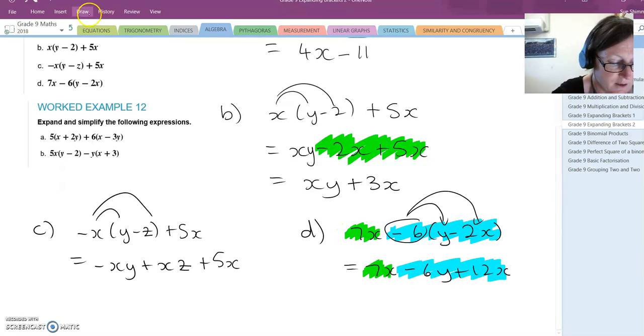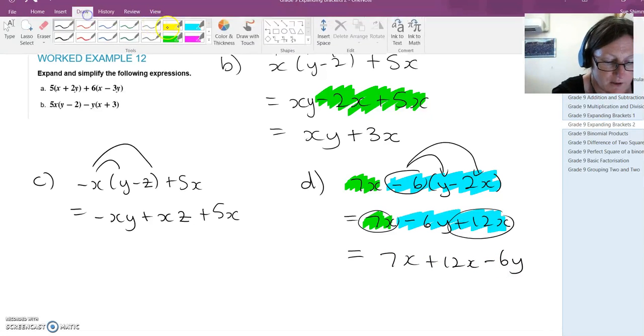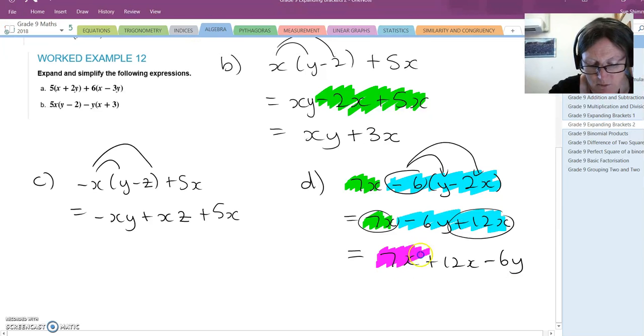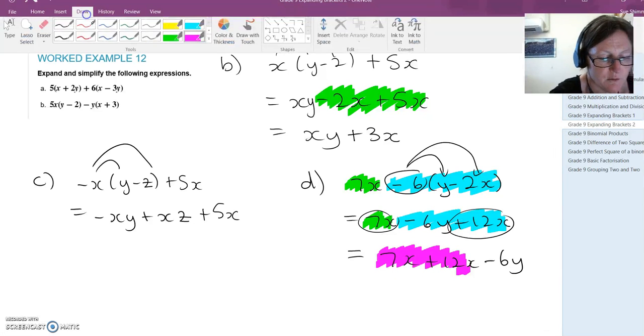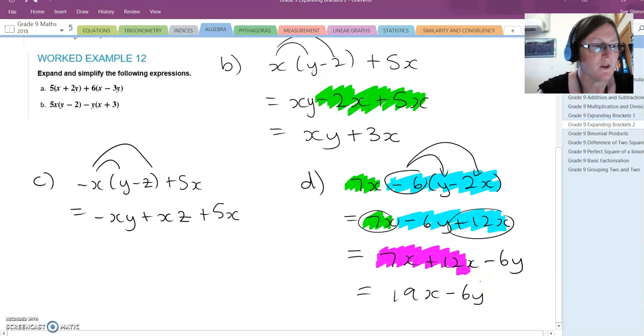Okay. Now, having a look, is there any like terms? Yep, there is. They're my like terms. So I'm going to rewrite it. 7x plus 12x subtract 6y. I'm going to combine those like terms. So these are my like terms, and I will combine them. So my answer is 19x subtract 6y. So remember, with more complicated expansions, like terms may need to be collected after the expansion of the brackets. So first of all, expand your brackets and then collect the like terms.